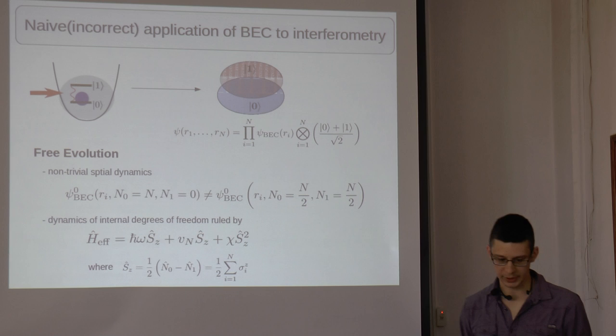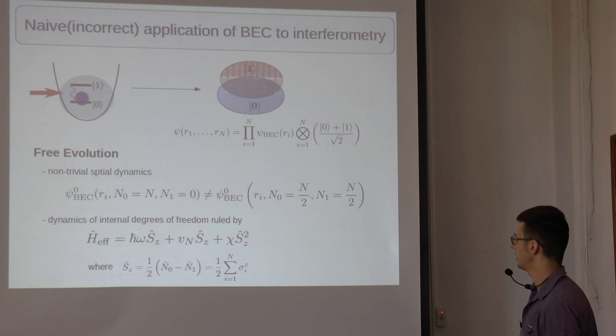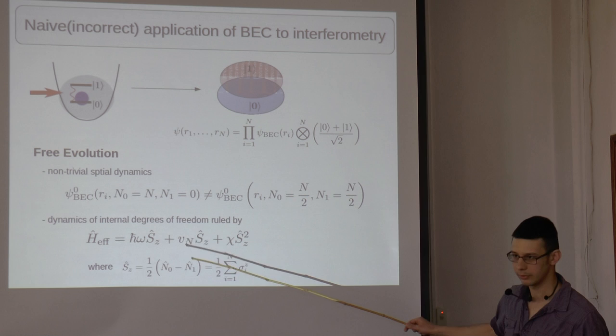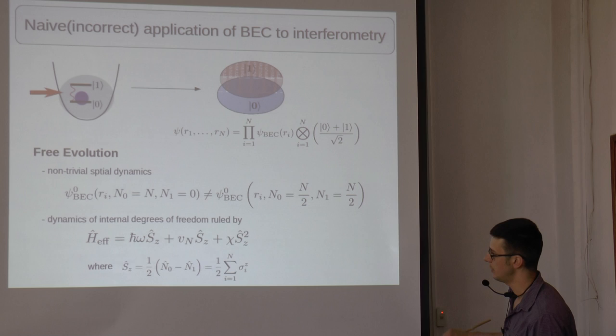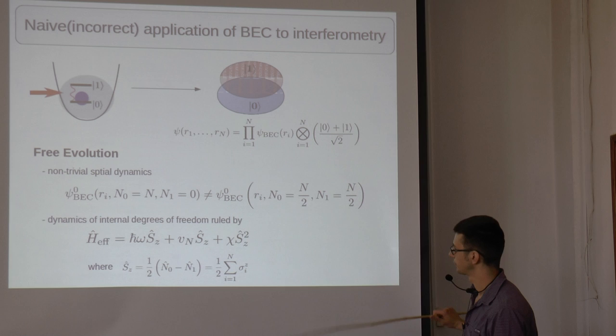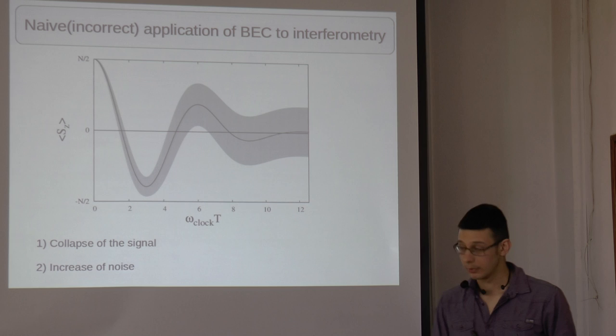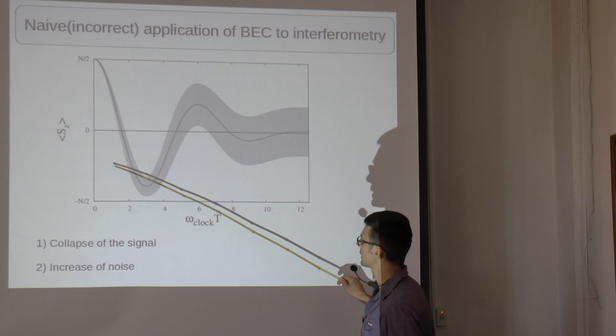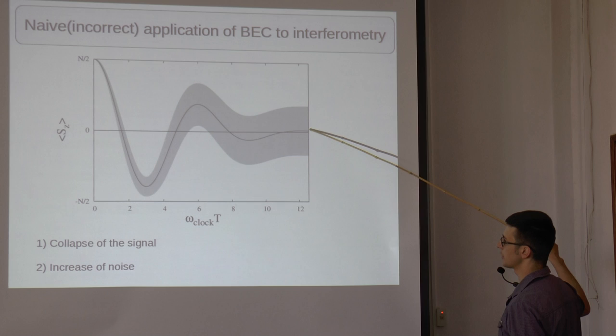But people would like to work with dilute gases, in which these orbitals, although different, are at least close to each other. But even then, the Hamiltonian for internal degrees of freedom is not as before, because of this interaction between atoms, we have additional terms, which actually mimic Kerr nonlinearities for photons. But what will happen if you just blindly repeat the procedure from the atomic clock on a BEC? Then we see this kind of picture: the average Sz, its modulus, is decreasing, and the noise is getting larger and larger.